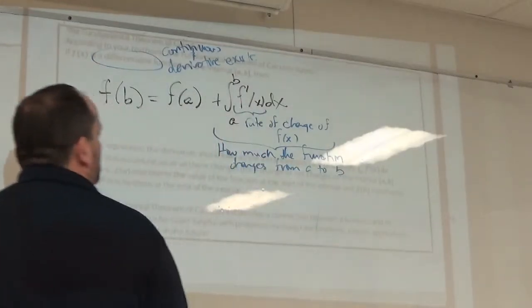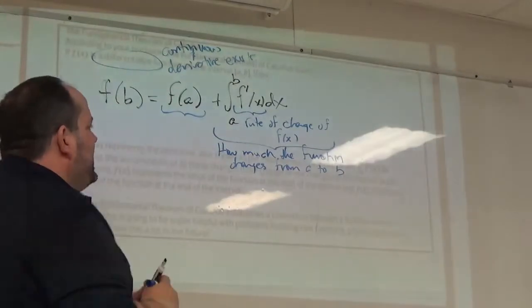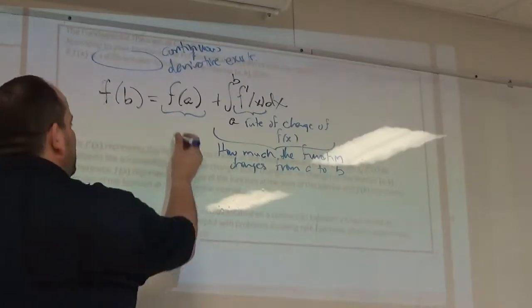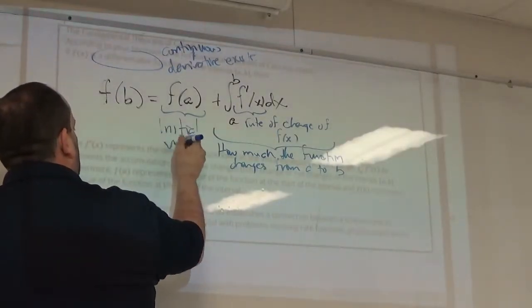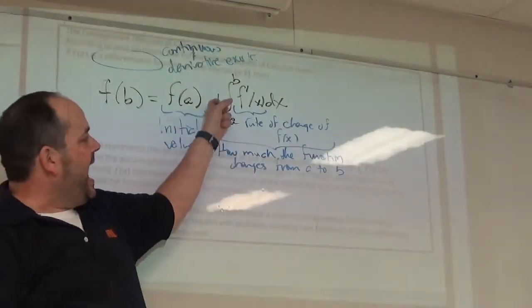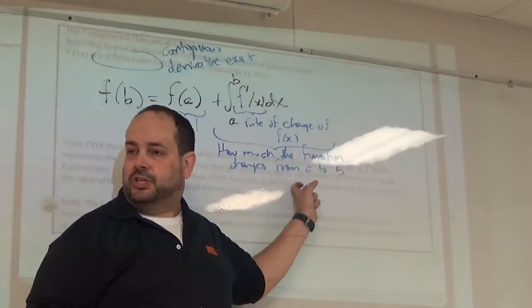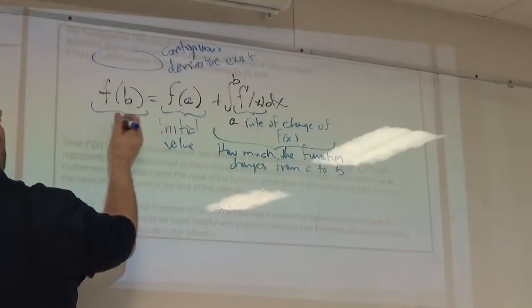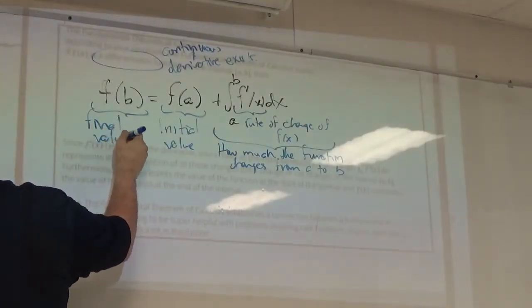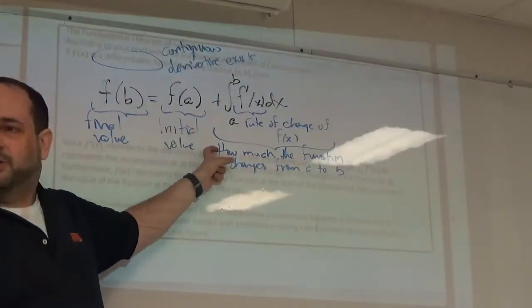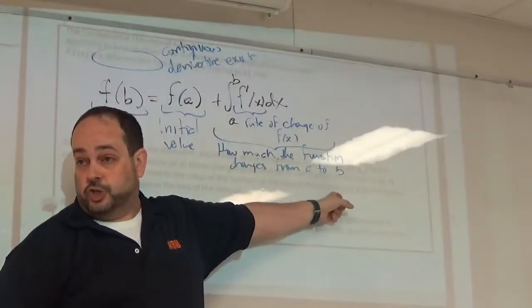from a to b. Well, f of a is the value of your function at the very beginning. This is your initial value. If I take the initial value of my function at a and I add on to that how much the function changes from a to b, you know what I'm going to get? You're going to get the final value. So just like that example from 4th grade that you may remember from like 8 years ago, your final value is your initial value plus how much the function changed.